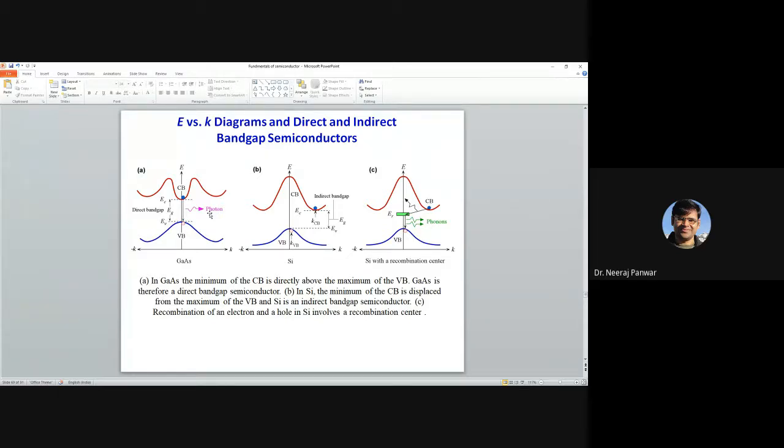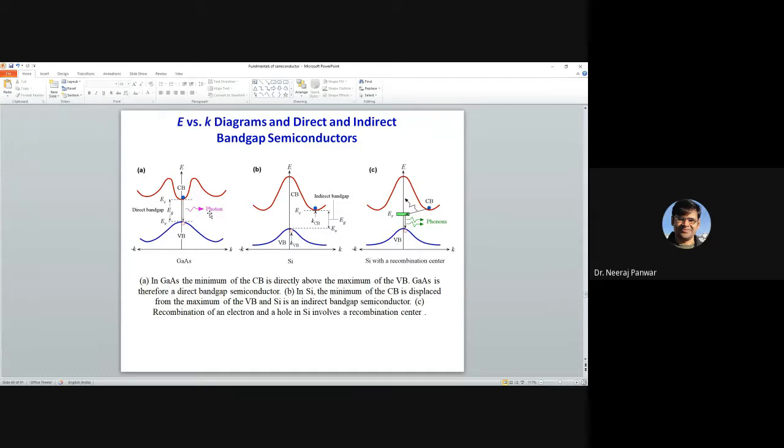Also it is the ratio of the number of photons produced to the number of carriers crossing the junction between P and N. For indirect band semiconductors, the quantum efficiency is very, very poor. So an example of a direct band semiconductor is gallium arsenide.